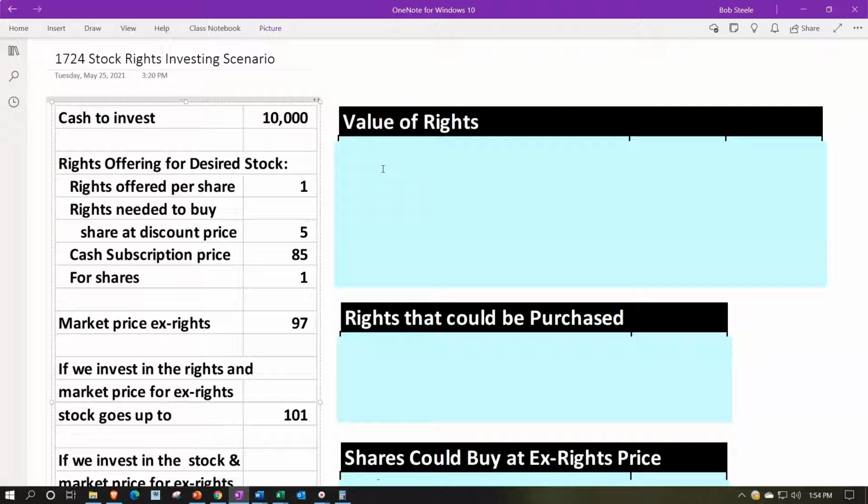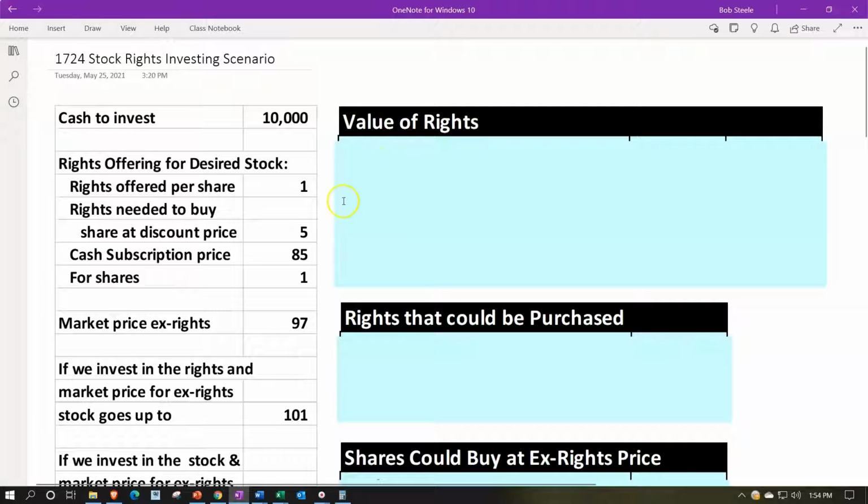So taking that into consideration, we're jumping in here and imagining that we have $10,000 in cash to invest. We don't actually have the stock at this point in time. We're thinking about investing in the stock, and the stock we're thinking about has a rights offering that has taken place as well. So we could think about investing in the rights or investing in the stock. We have our option at that point in time.